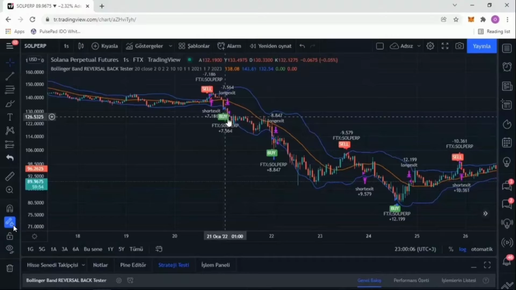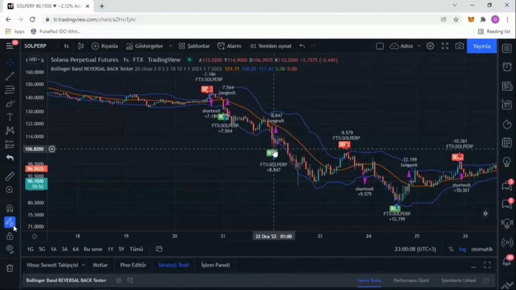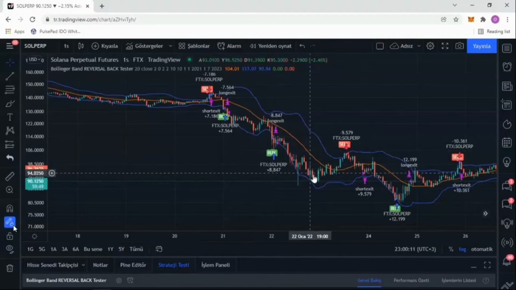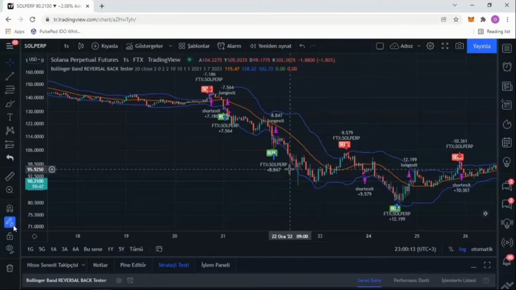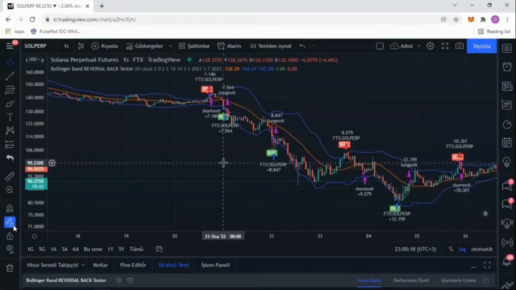Because you don't know how long it will stay under the lower band. Okay? That is the main reason why we are losing money on the Bollinger Band.